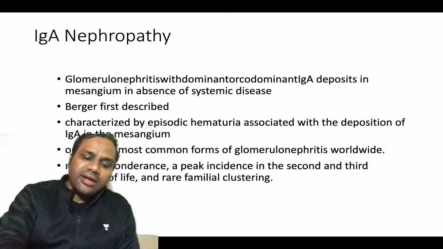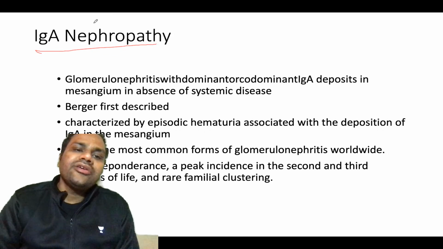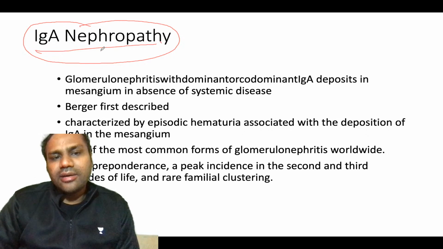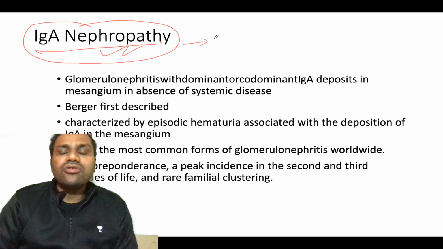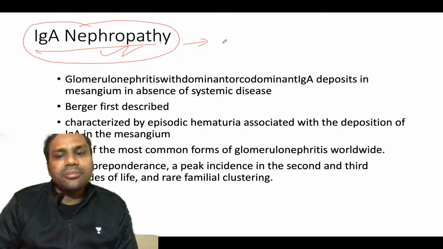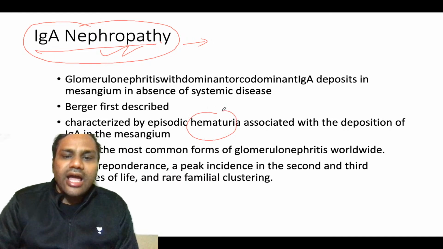Then you have another very important disease, IgA nephropathy. When you talk about IgA nephropathy, by now you know it is basically a nephropathy where the cellularity will be very low, minimal cellularity. And obviously IgA nephropathy is characterized by hematuria. It is a nephritic syndrome, hematuria with IgA deposition in the mesangium.